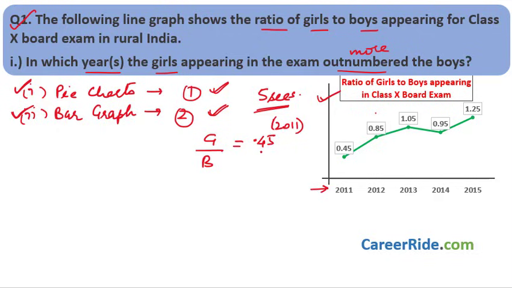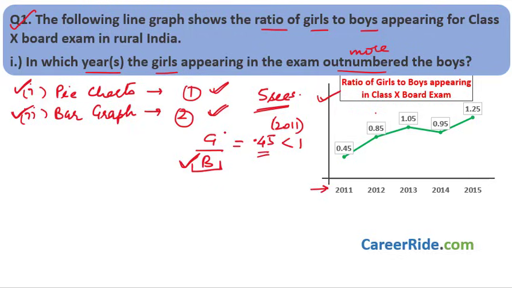Now we know that if this ratio 0.45 is less than 1, my common sense, common mathematics tells me that this is less than 1, which means the denominator here is bigger, right? If something is less than 1, it means the figure in the denominator is bigger, right?